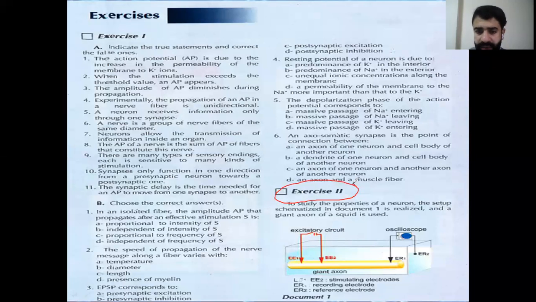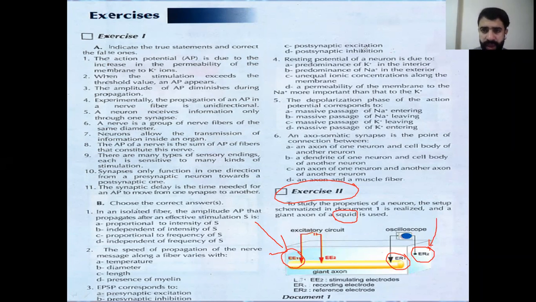So we have the setup schematized in document 1, with a giant axon of a squid. Squid is a marine animal, called الحبار in Arabic. The giant axon of the squid is used, as well as two recording electrodes, ER1 and ER2. Here are the excitatory electrodes 1 and 2. And also we have the reference: ER2 is used as a reference here.